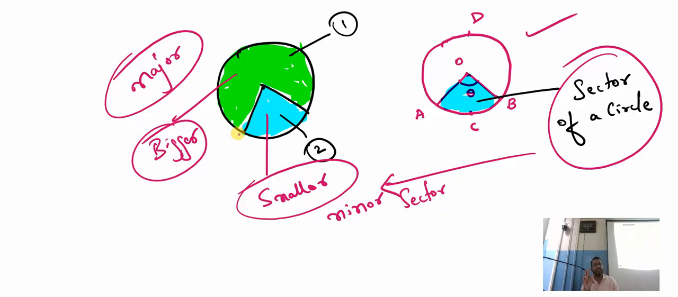So this is the difference between minor sector and major sector. Minor sector subtends less than 90. Always the angle is less than 90. And major sector is more than 90. It is a bigger area. Minor sector is a smaller area. Major sector is a bigger area.